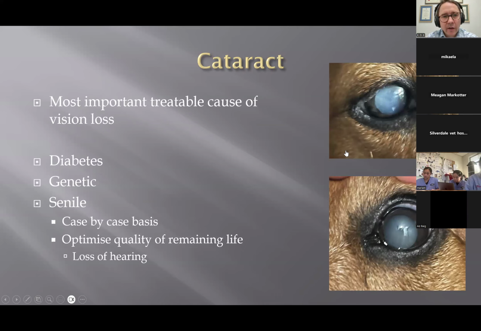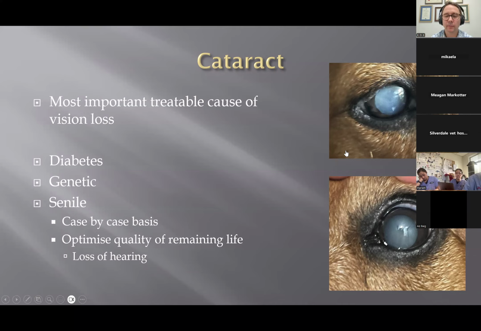So regarding cataracts, I think cataracts are definitely the most important treatable cause of vision loss in dogs. How treatable it is depends on the nature of the cataract, and on the state of the dog and the state of the eye. But it's definitely the most important cause of vision loss that we can actually do something about.